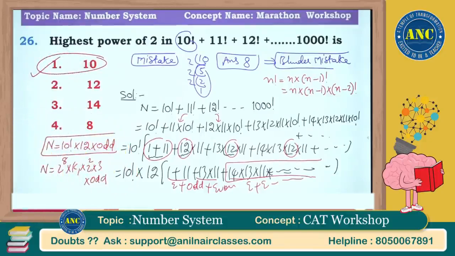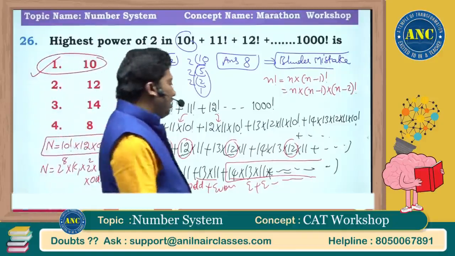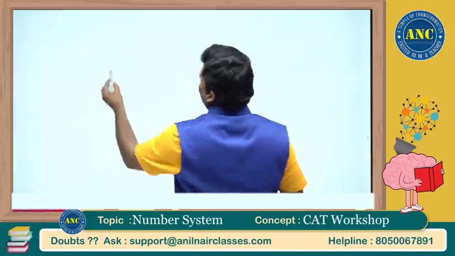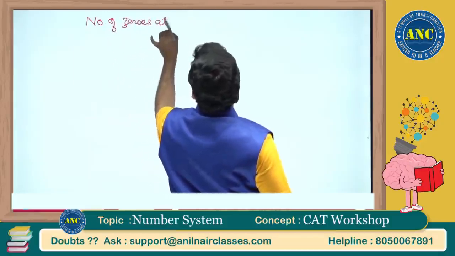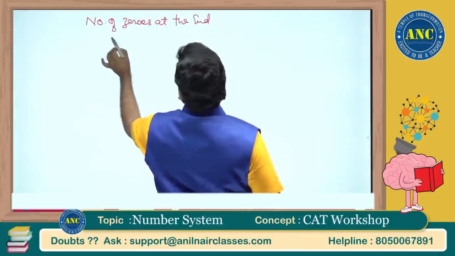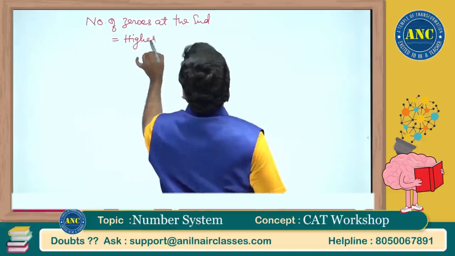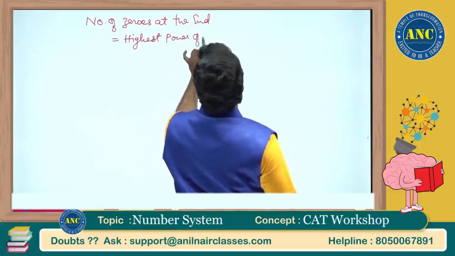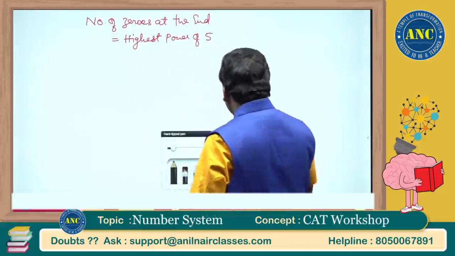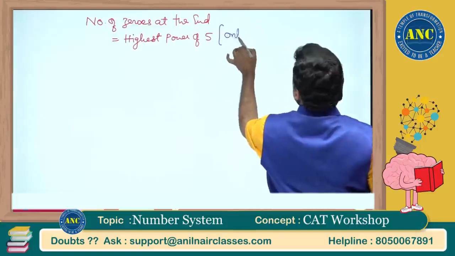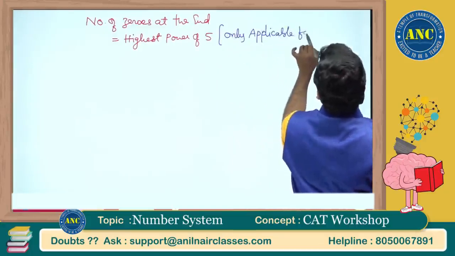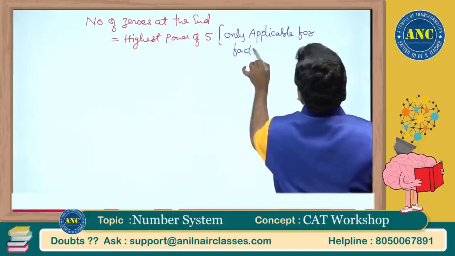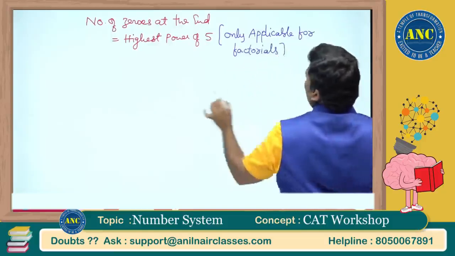Most of the teachers will tell that the number of zeros at the end is the highest power of 5. Number of zeros at the end is the highest power of 5 is a half-knowledge statement, sir. Almost all the teachers will say it, but my statement is that it is only applicable for factorials. It is a very, very important key point. Please make a note, sir. Only applicable for factorials, not always.